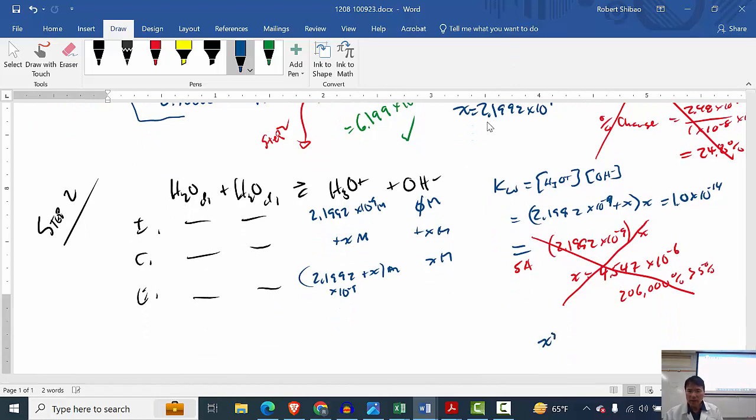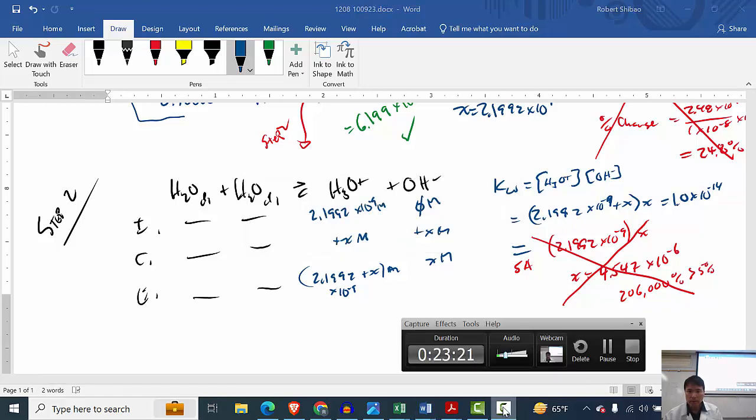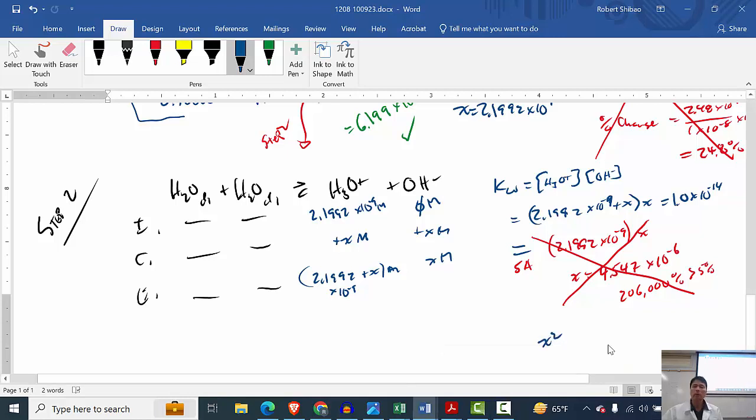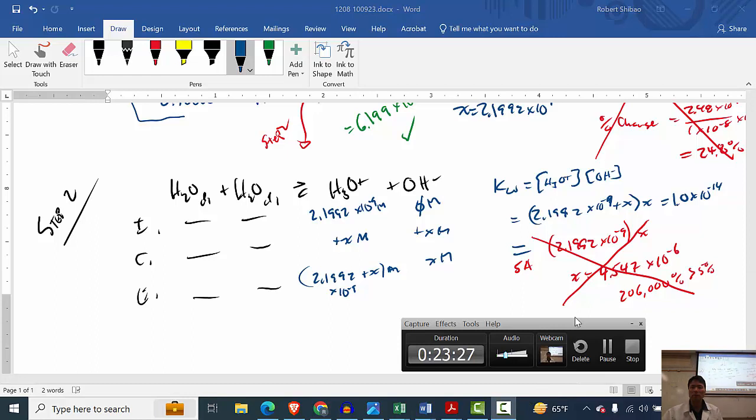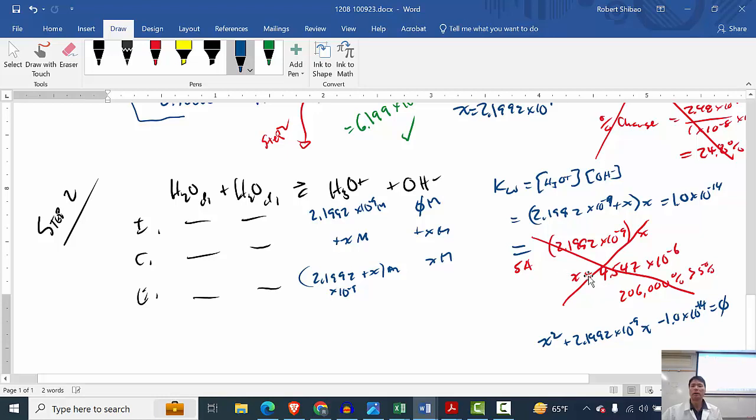And so getting this into quadratic form, I'm going to get x squared plus 2.1992 times 10 to the minus 9x minus 1.0 times 10 to the minus 14 is equal to 0. Let me make sure this is still recording. Yeah. All right, so we're going to plug that into the quadratic here.